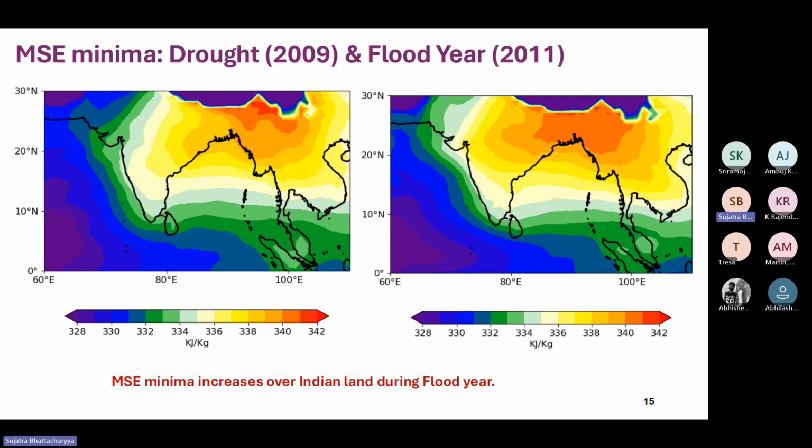That is what I'm trying to see. This is from the observation. So I've just plotted the MSE minima, and you can see this is a comparison between a drought and a flood year. Clearly the moist static energy minima values have increased more towards northwest India. Even in the precipitation, we see that more to the west in the flood years the precipitation pattern comes. This is from the observation, it's nothing new. We haven't done anything here.